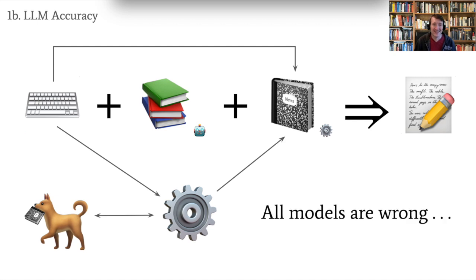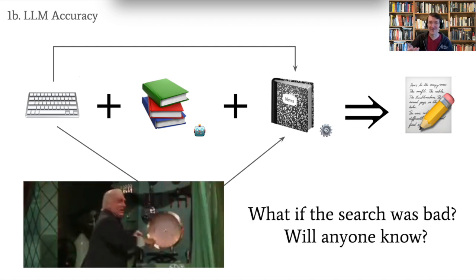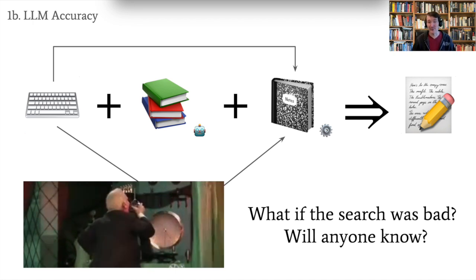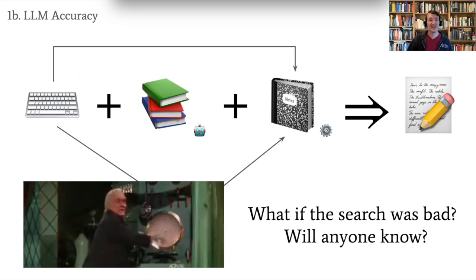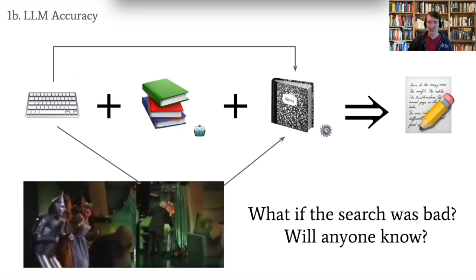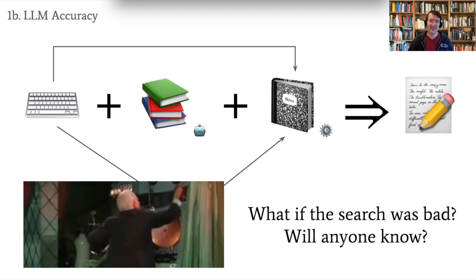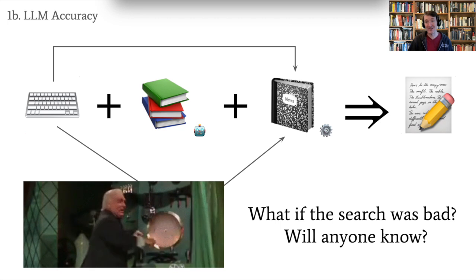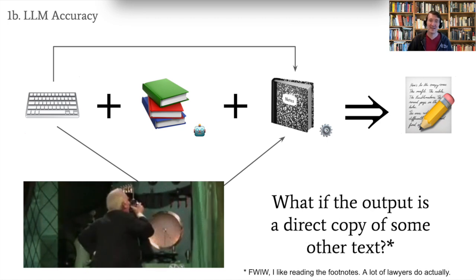But all models are wrong. What if the search returned bad results? Would anyone know? After all, spicy autocomplete is really good at writing plausible sounding text. It seems dangerous hiding our work behind a curtain, even if that curtain is a citation. I mean, let's be honest, who reads the footnotes?